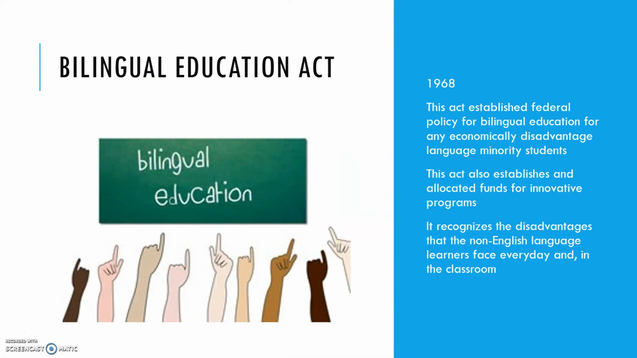The Bilingual Education Act. It was in 1968. This act established federal policy for bilingual education for any economically disadvantaged language minority students. This act also established and allocated funds for innovative programs. It recognizes the disadvantages that non-English language learners face every day in the classroom.